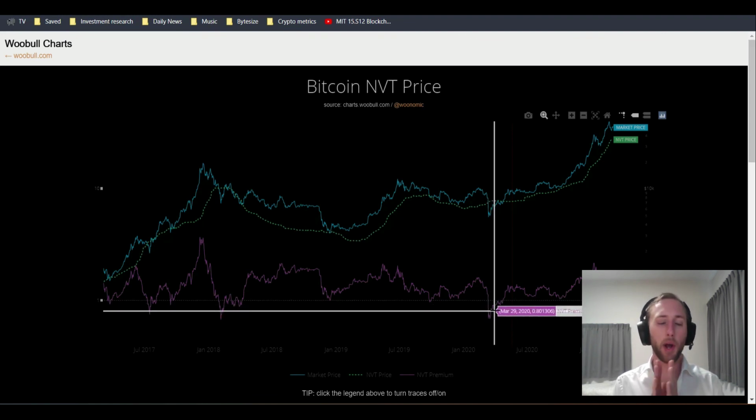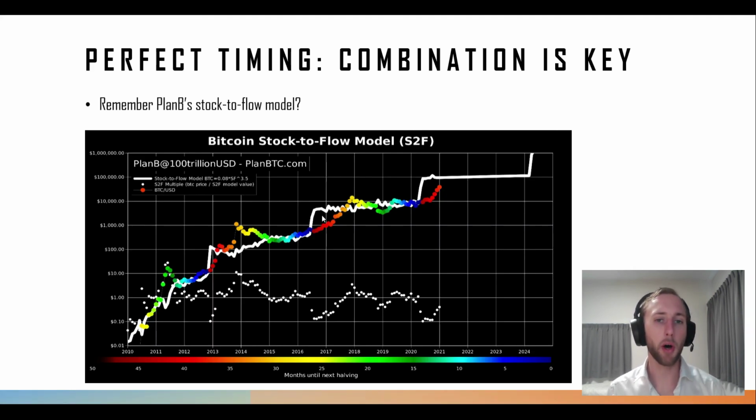So what I'm telling you here is that if you combine the stock to flow model with the NVT model, and they both tell you it's a buying moment, that's when you need to strike. That's when the purchase of Bitcoin is in a sweet spot, and that's where you want to expose yourself to as much crypto as you possibly can. Not financial advice, just education.